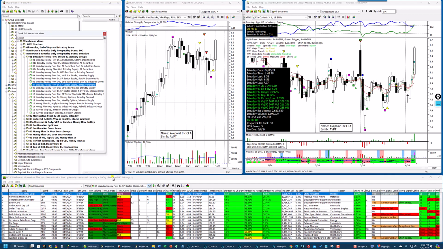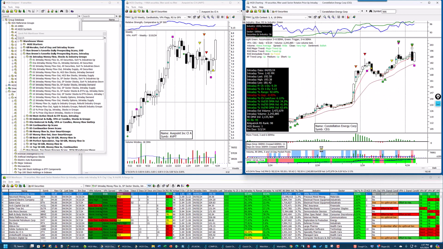Constellation Energy, remember these are all in S&P sectors, so you're not going to get any cheap or very few inexpensive stocks here. This tells me that Constellation Energy is the most in demand based upon the combo ranking I put in here. It's up 5.13, trading at 92% of its range. Volume is 62% above normal. It's a utility. Let's look at it.